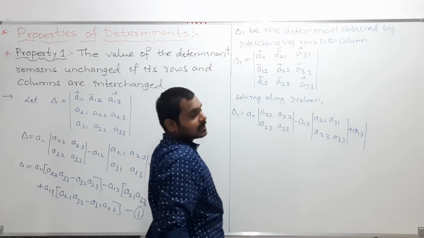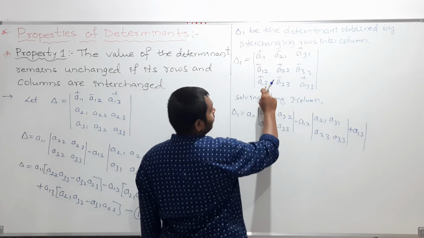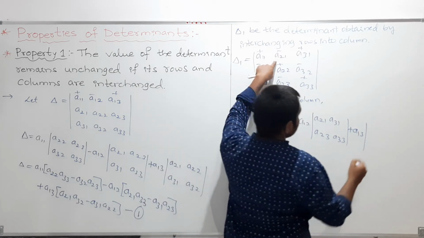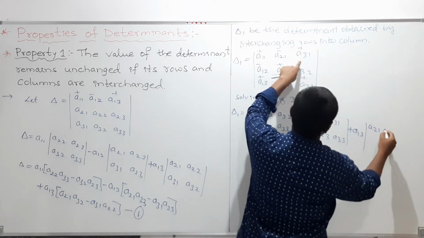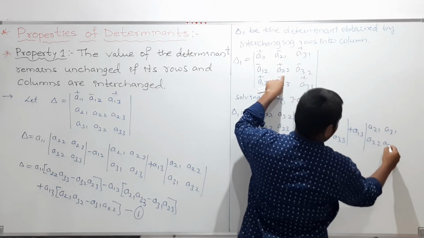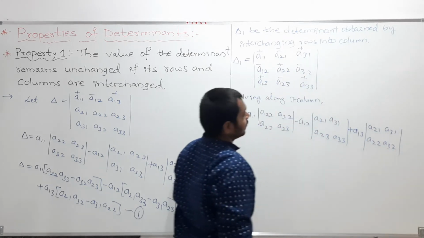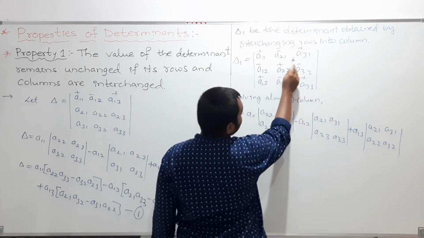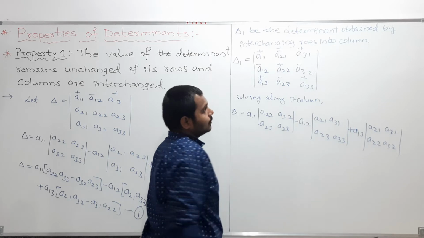And next again, it is plus of A13. Again, for this A13 we should leave this row and this column. So if you leave this, the remaining is A21, A31, A22, A32. Clear? A13, this column and this row I am leaving. A21, A31, A22, A32. Clear?